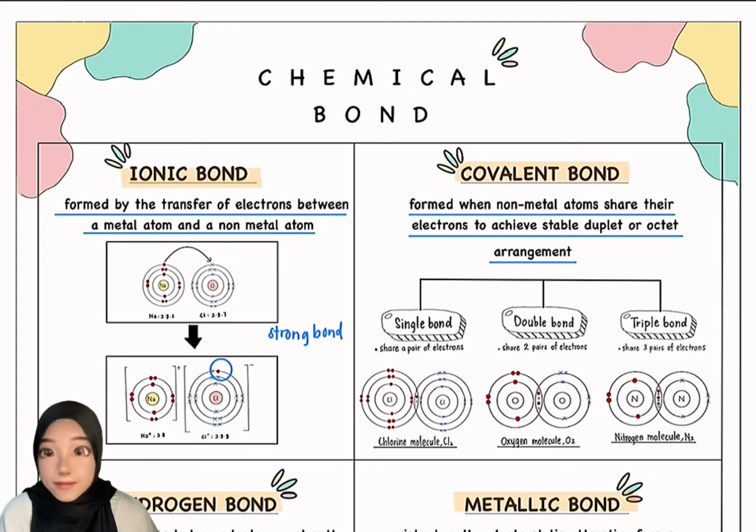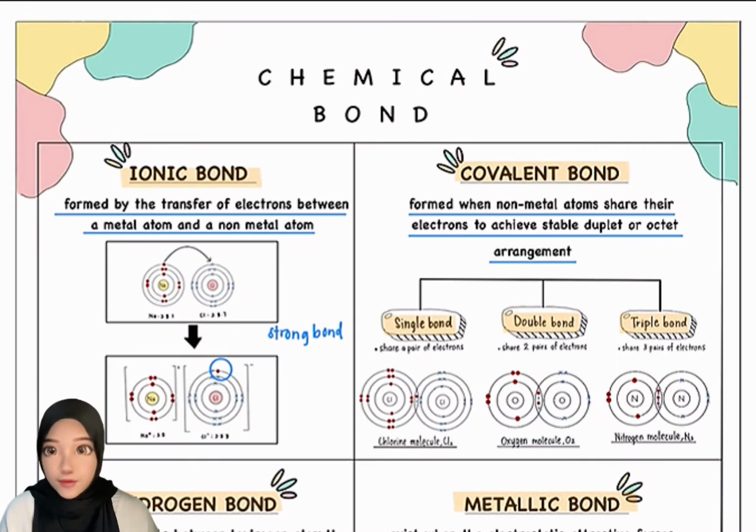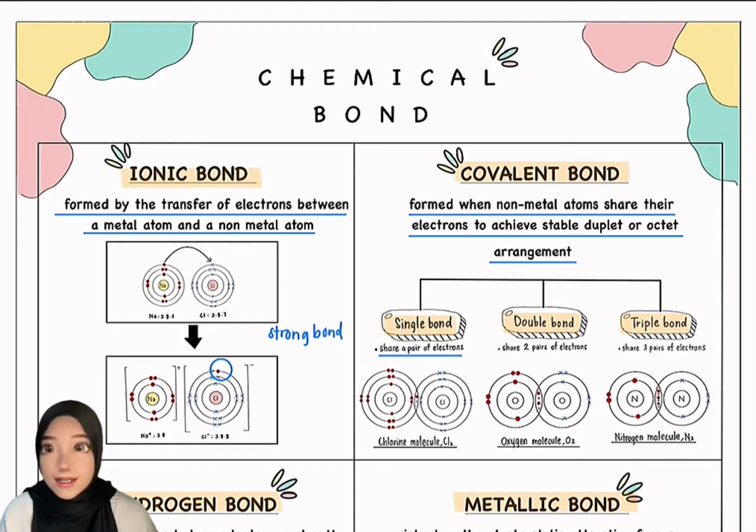There are 3 types of covalent bonds, which are single bond, double bond, and triple bond, depending on the number of pairs of electrons shared between 2 atoms. Single bond forms when atoms share a pair of electrons between 2 atoms. For example, chlorine molecule. A chlorine atom needs to share one electron to achieve the stable duplet electron arrangement. So, each chlorine atom will contribute one valence electron to be shared between 2 chlorine atoms.